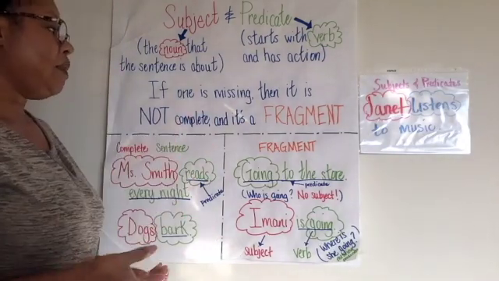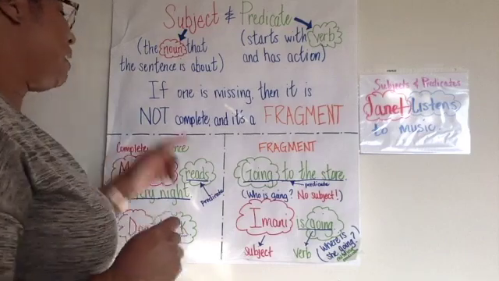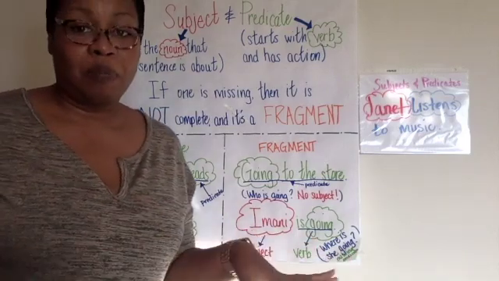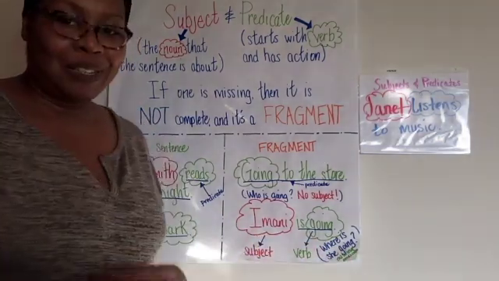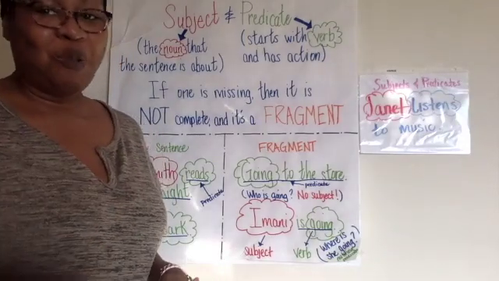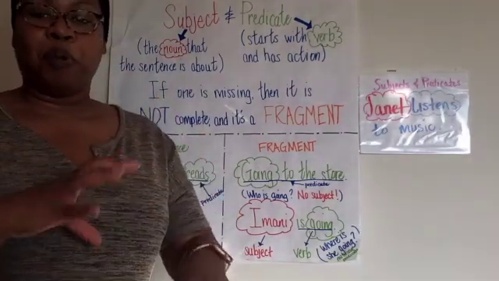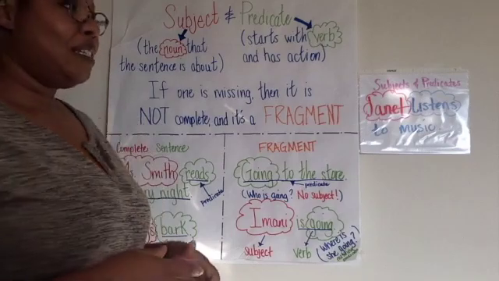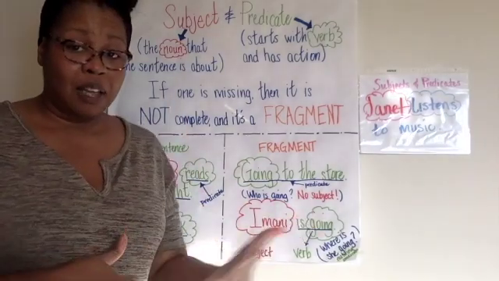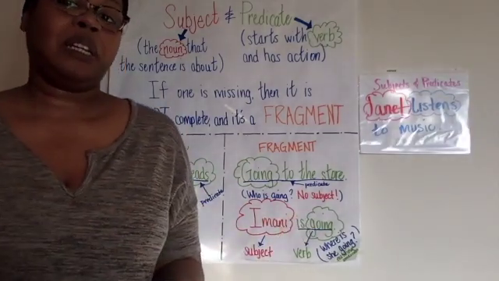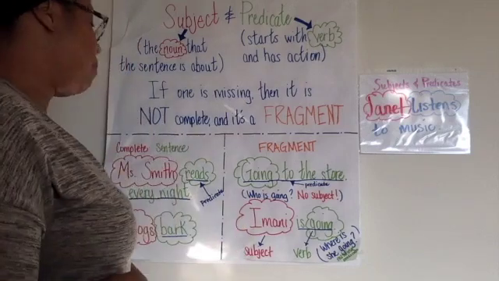So if one is missing, then it is not complete. It's no longer a complete sentence. It is now considered a fragment. We just learned a new word. A fragment is a broken up sentence. So it doesn't have either a subject or it doesn't have a complete predicate. So let's look at some examples.